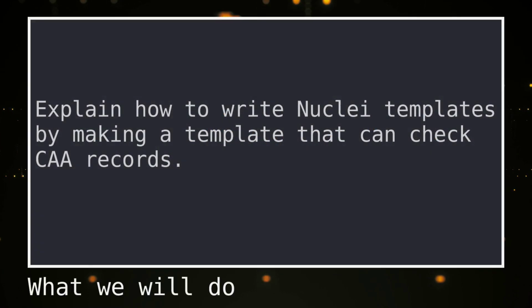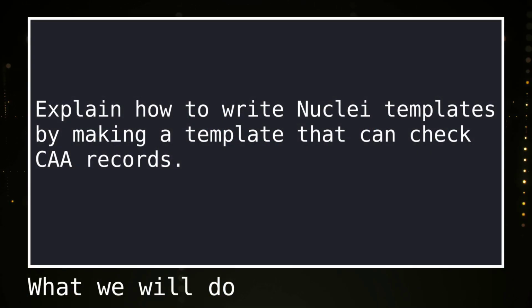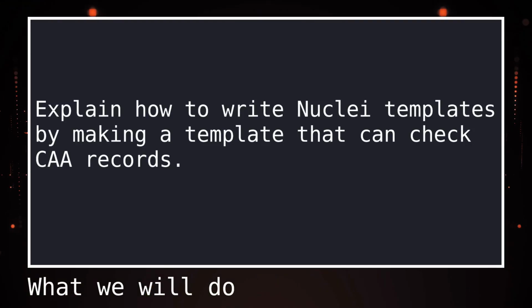In this example, we will build a template that is able to check if the CAA record is set on a domain. The CAA record allows a domain administrator to control which certificate providers are allowed to provide certificates for the domain. This is an extra level of security that can be added to a domain name. Using this example, we will show you which components are required in a template.